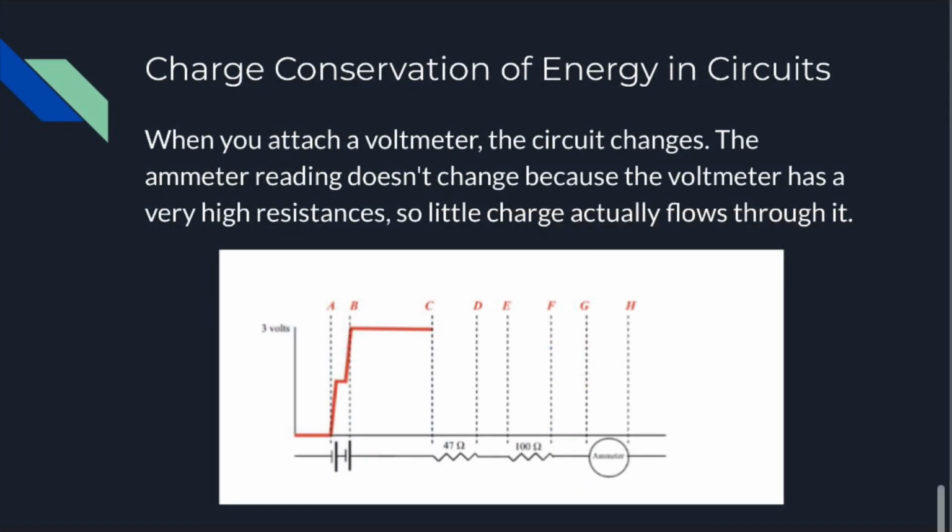Now, when you attach a voltmeter, the circuit changes. So the ammeter reading doesn't change because a voltmeter has a very high resistance. So we're still going to read the 3 volts, which we get from 1.5 volts. So little charge actually flows through it. So that's why we see the change in charge.